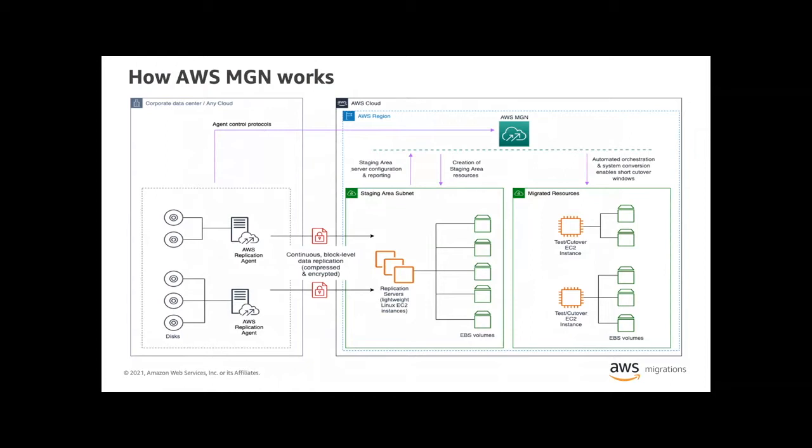So what happens is the first step is to have an initial sync up that can take from minutes to hours, depending on your source server size. So let's say you have terabytes of disk size that you need to replicate. The first step can take minutes to hours, depending on your link bandwidth.